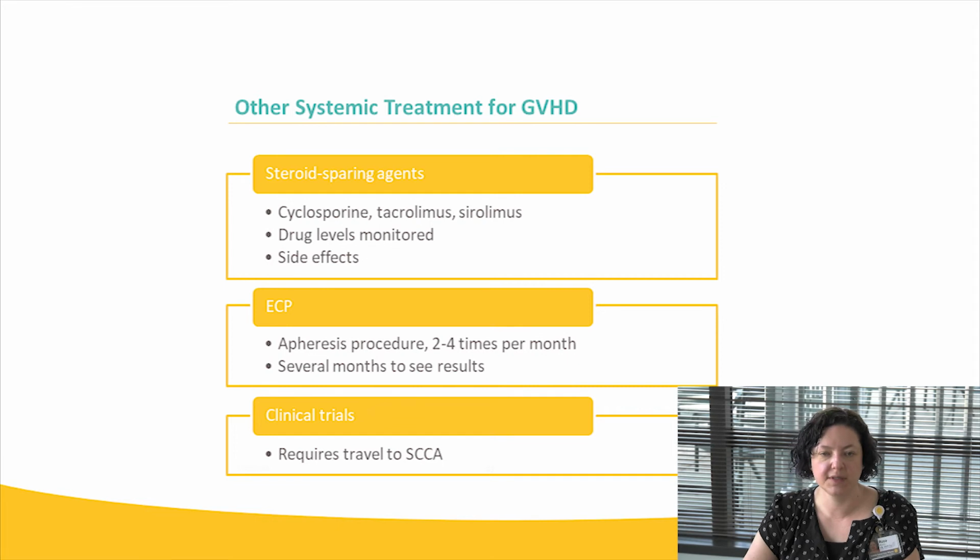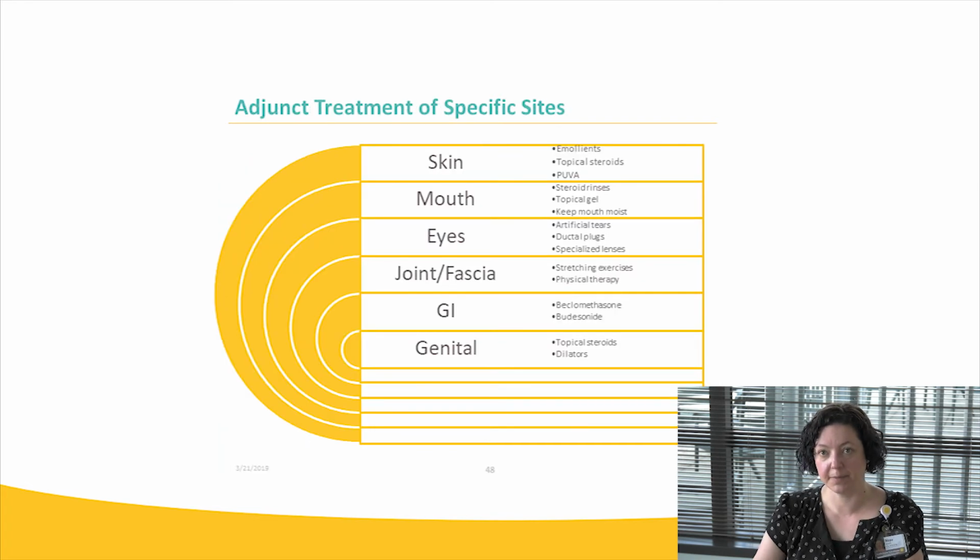We have other treatments such as ECP. It's an apheresis procedure that typically takes place 2 to 4 times a month. It takes many more months to see results, but it can be effective as a second-line therapy if the drugs aren't as effective. And we always have clinical trials going on here at the SCCA that's worth looking into or discussing with your provider, either here or at home. They do require some travel to the SCCA, but sometimes it's on only a monthly or more limited basis, so that may be an option for you to look into as well.